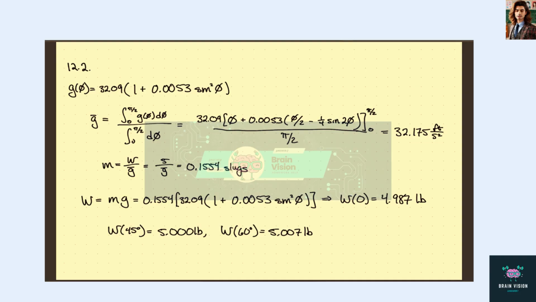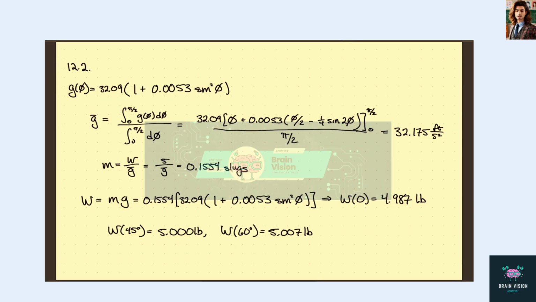So let me see. Let's look this up. Latitude. Yeah, it's 0 at the equator. It's 0 at the equator. All right, so I was right initially. So at the equator, g is actually less because of the rotation speed of the Earth. So at the equator here, we're at slightly less weight.